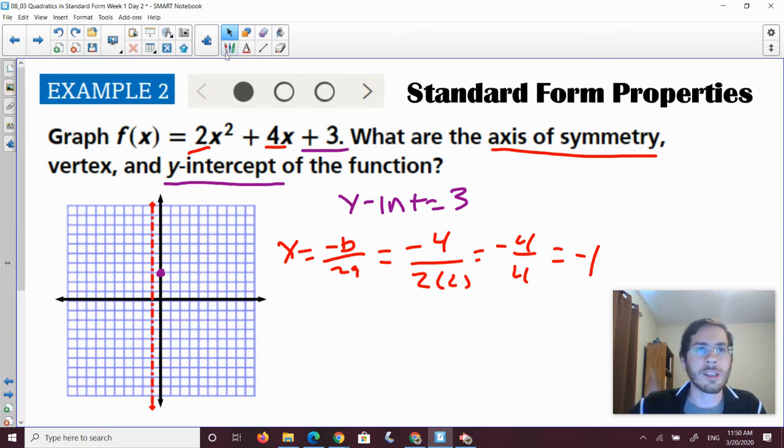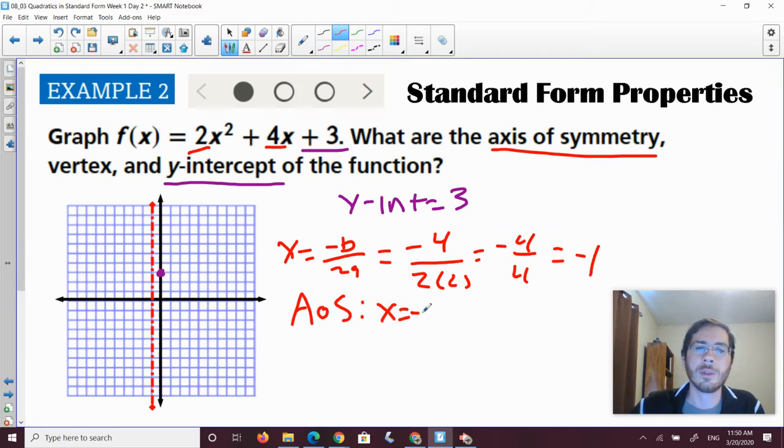I want to state very specifically what my axis of symmetry is, because again, there will be some questions that just tell you, give me the axis of symmetry. So the axis of symmetry is x equals -1. Remember, we want a whole equation for the axis of symmetry. We don't just want a point. Last thing we want to get is going to be the vertex. To get the vertex, we need to plug -1 into the equation.